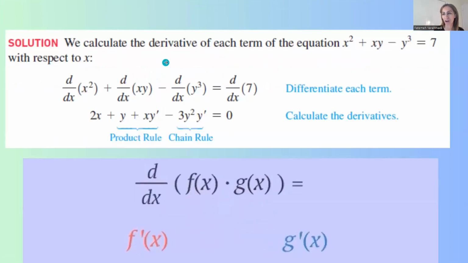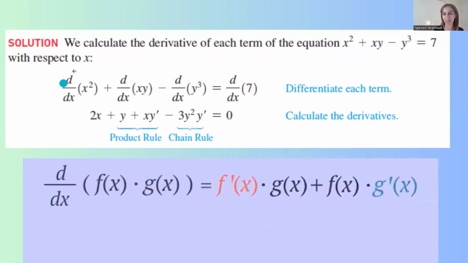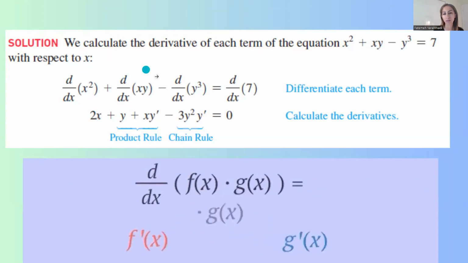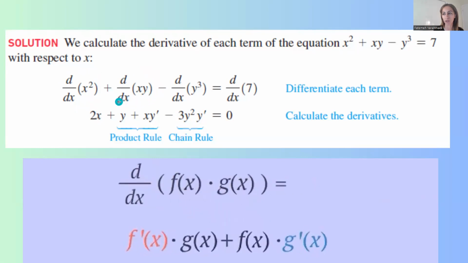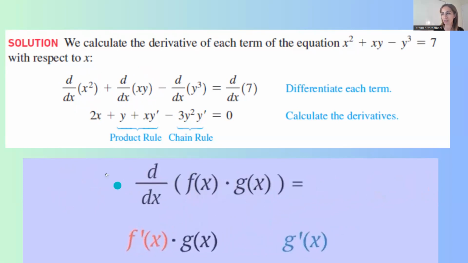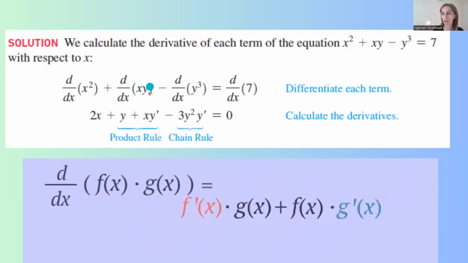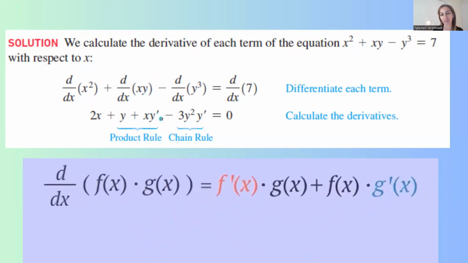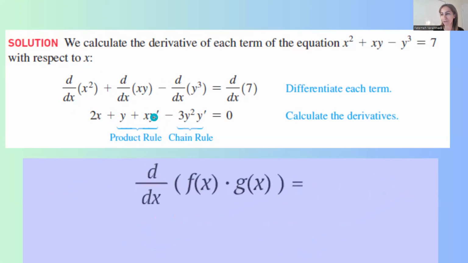To calculate the derivative of each term, we're going to take the differential of each term with respect to x. The derivative of x squared with respect to x is 2x. The derivative of x times y, we are applying the product rule. Remember, if you have the product of f and g, the derivative is f prime g plus f g prime. We are applying that right here. The derivative of x is 1 times y plus x times the derivative of y. The derivative of y is not equal to 1 because y is a function of x, so the derivative must be present here.